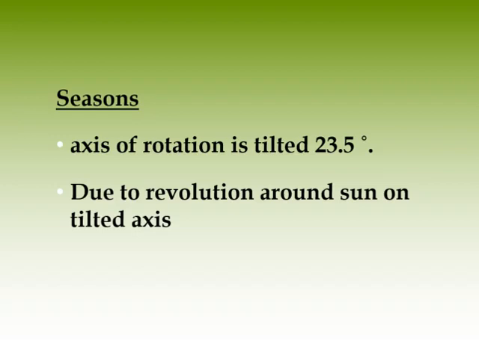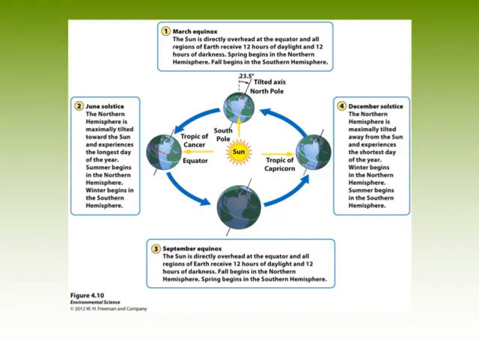Let's move on to the Earth's seasons. Seasons occur due to the Earth's tilt on its axis. As the Earth revolves around the sun, the tilt of the axis causes changes in our temperature. When the northern hemisphere is tilted towards the sun, it is summer, and when the northern hemisphere is tilted away from the sun, it is winter. The tilt is also why the northern and southern hemisphere have opposite seasons from one another.